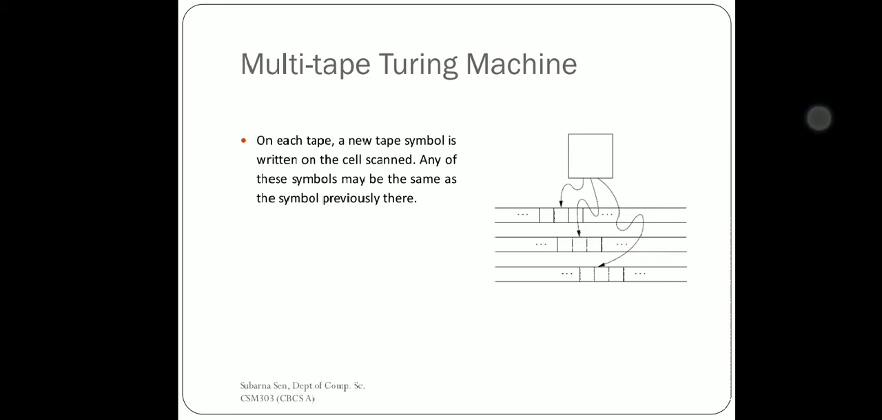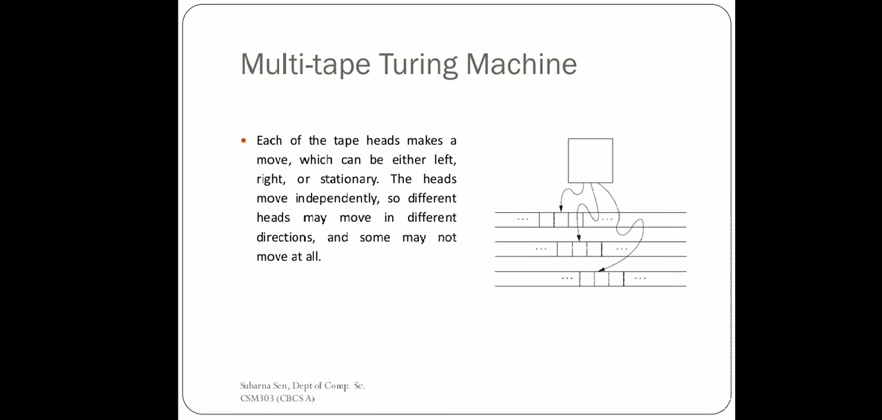Okay. Now, each of the tape heads makes a move which can be either left, right, or stationary. Here is a new thing we come to know: in a single tape machine, the tape head either moves left or moves right. Since we are considering multiple tapes, there may be a situation, say in our diagram, where tape 1 is moving left and tape 3 is moving right, but tape 2 is not processing anything, so it will not move anywhere. It will remain stationary, right?